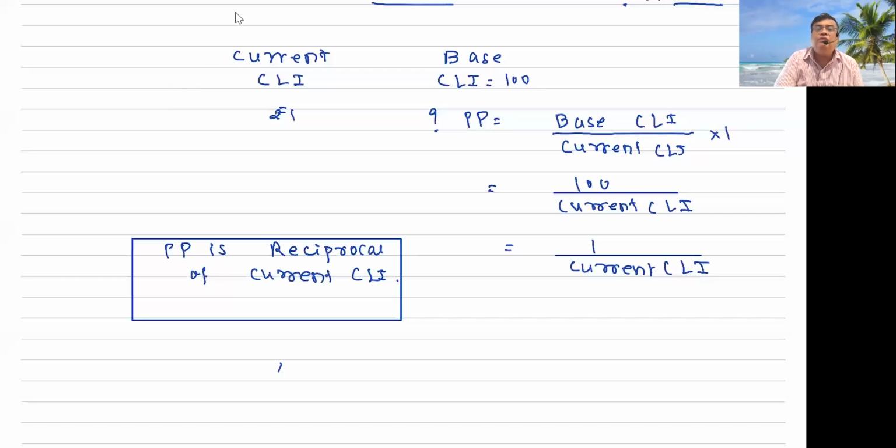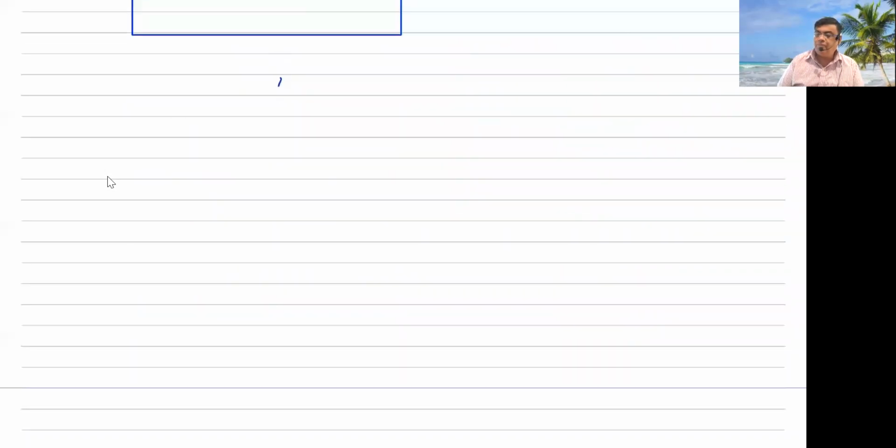That it is the reciprocal of the current CLI. Say yes, say it like this: purchasing power is the reciprocal of current CLI. Actually, it is 100 upon current CLI. Actually, it is base CLI over current CLI. And we write it as 1 upon current CLI. Then I come to the third example.